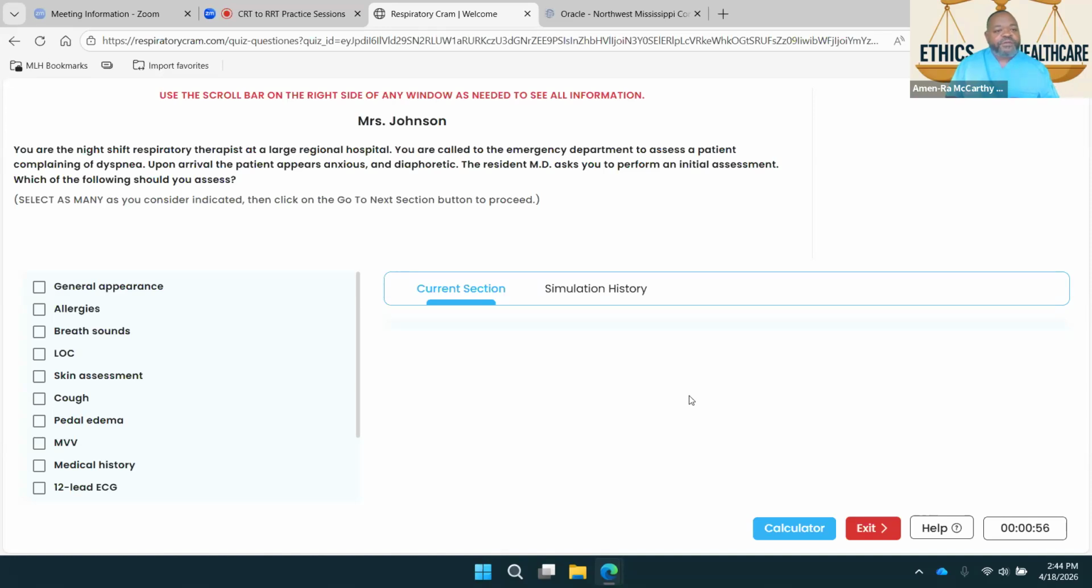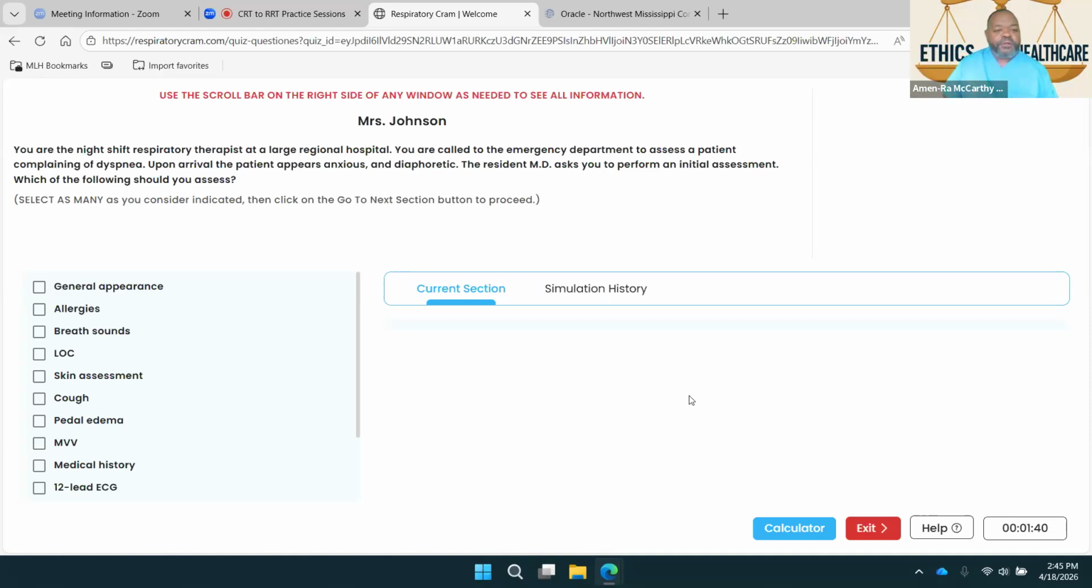You are the night shift respiratory therapist at a large regional hospital. You are called to the ER department to assess a patient complaining of dyspnea. Upon arrival, the patient appears anxious and diaphoretic. The resident MD asks you to perform an initial assessment. So what are all the things you want to assess in this initial assessment? Now remember, the patient is anxious and diaphoretic in the ER, short of breath, okay? And it's asking you, what do you want to do as an initial? Now, when you think about initial, guys, remember, some things are down the road. That doesn't mean it's wrong, but it's not an initial, right?